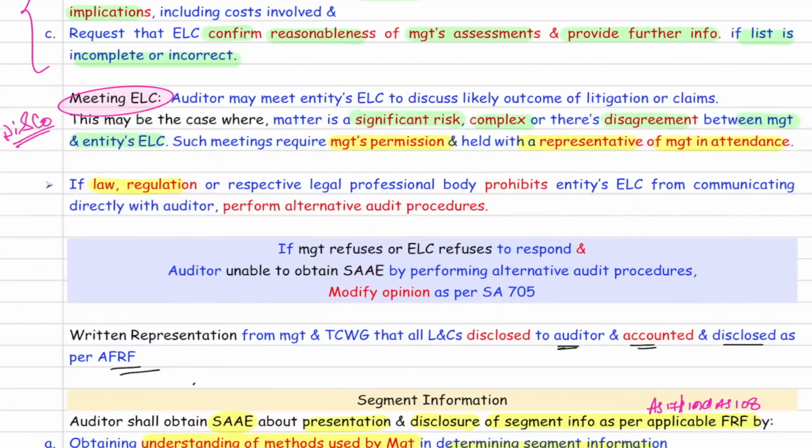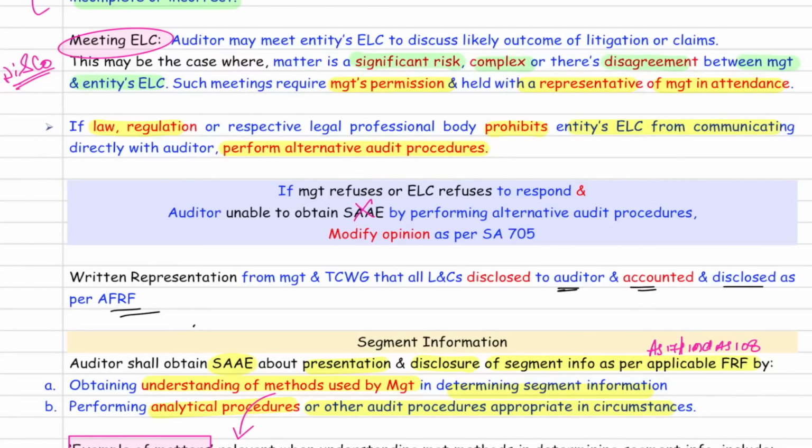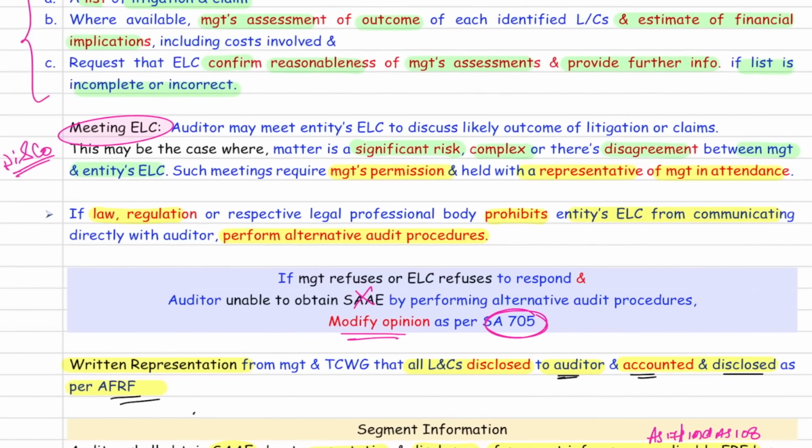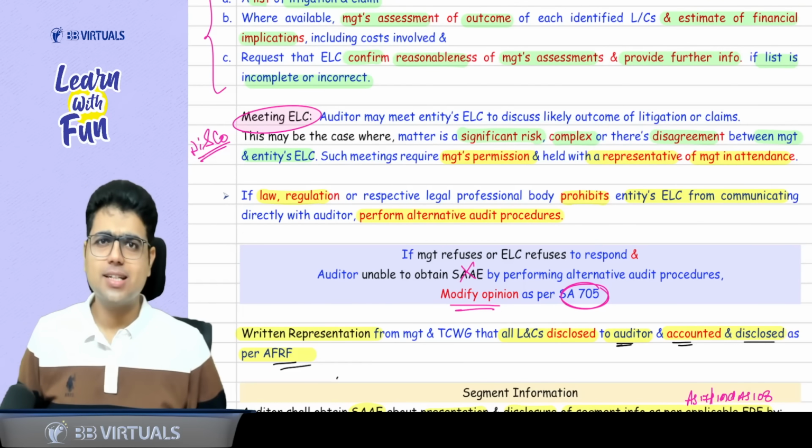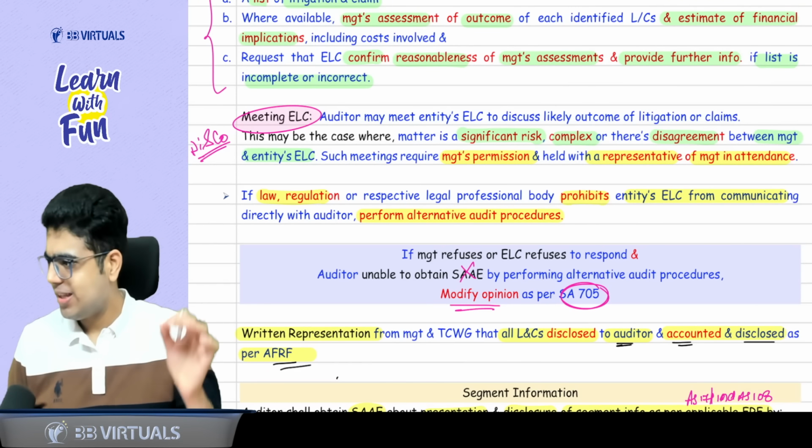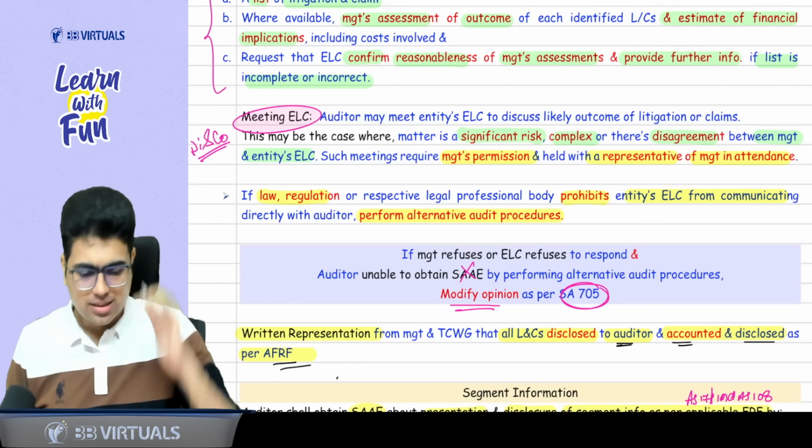If the law or regulation prohibits meeting the external legal counsel or communicating, then you need to perform alternate procedures. But still, if you can't get evidence, then modify the opinion as per SA 705. Always remember, at the end, you need to take a written representation that all litigations and claims are disclosed to the auditor and accounted and disclosed as per the applicable FRF. Please tell me, is litigations and claims clear? Okay? Within the last 9 minutes, we have completed this topic.